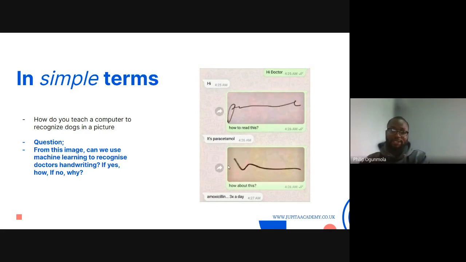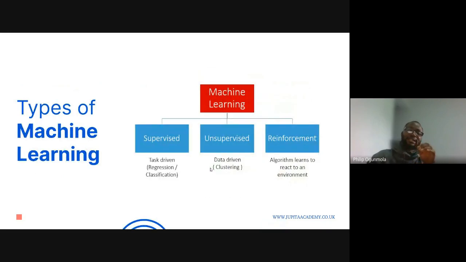When we're talking about machine learning, it can be divided into three sections. We have supervised machine learning, unsupervised machine learning, and reinforcement machine learning. I will break them into bits moving on. So let me go to the next slide.